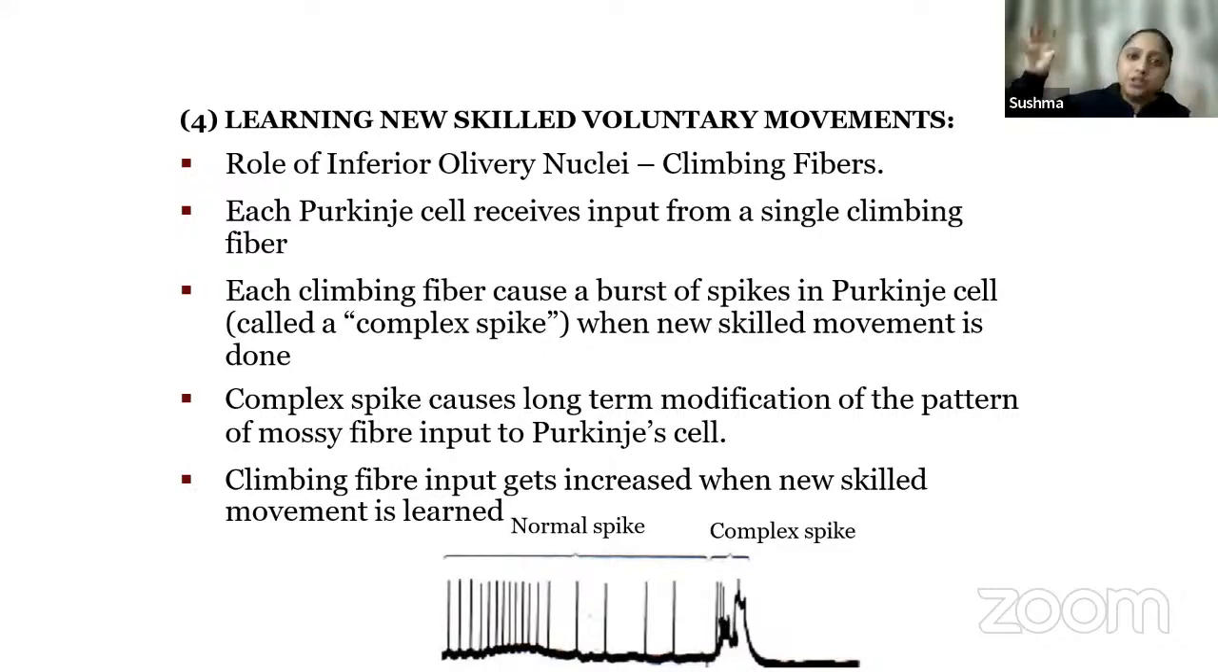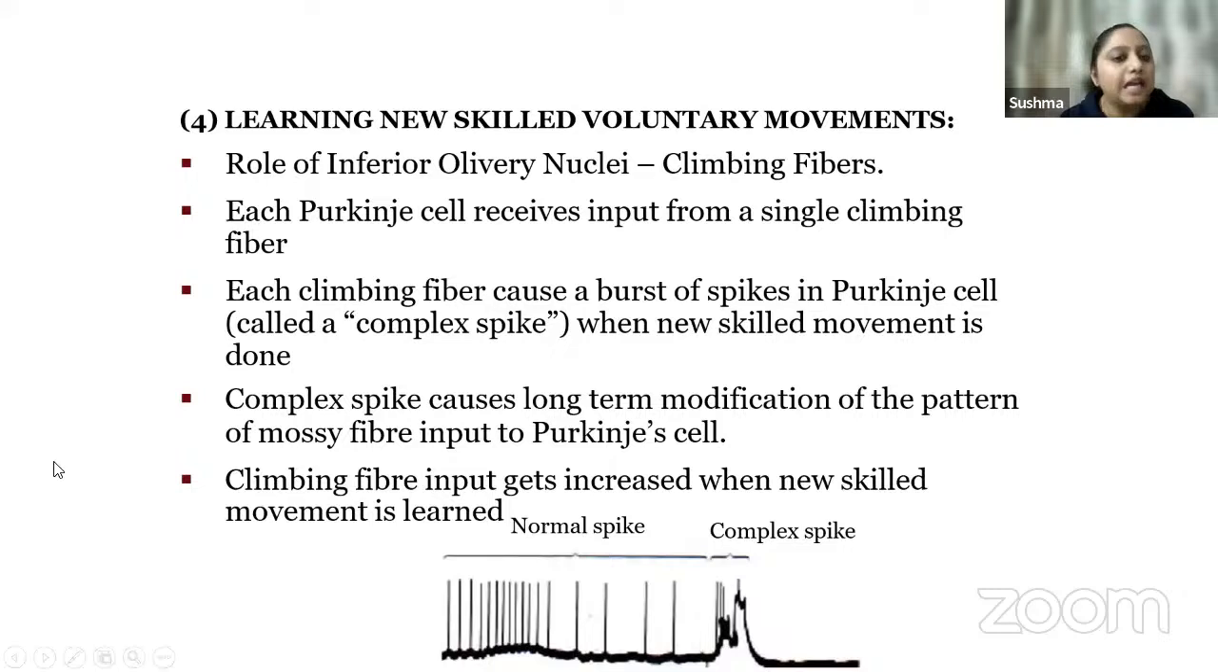Mossy fibers reach only till the granular layer. From the granular layer, they then go into the Purkinje cell via the granule cells. Correct? The only excitatory cells are the granule cells, isn't it? The mossy fibers reach only till the granular layer. Then they excite the granule cells, and these granule cells further synapse with the Purkinje cells. Okay, so these are two different types of afferent fibers of the cerebellum that you will learn in physiology.